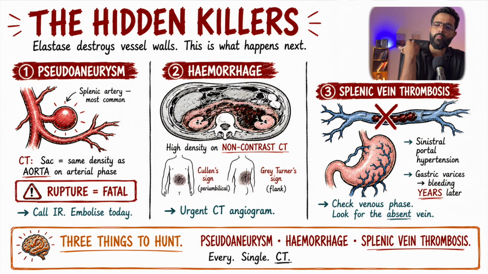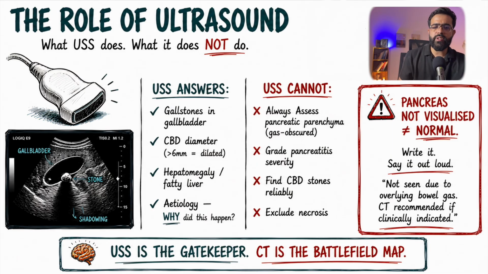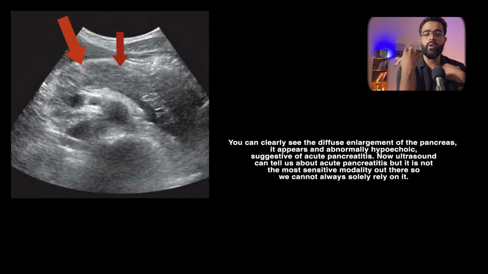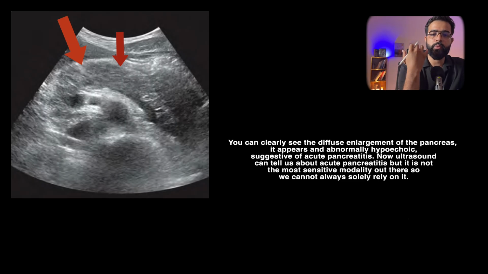Let me place the other modalities properly. Ultrasound. Ultrasound is the first line, not for the pancreatitis itself, but for etiology. You are asking, why did this patient get pancreatitis? Gallstones in the gallbladder, CBD dilatations suggesting a past or impacted stone, hepatomegaly or fatty liver suggesting alcohol or metabolic cause. And I want you to say this in every report where the pancreas is not seen.